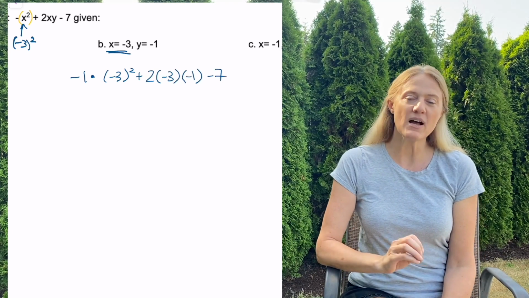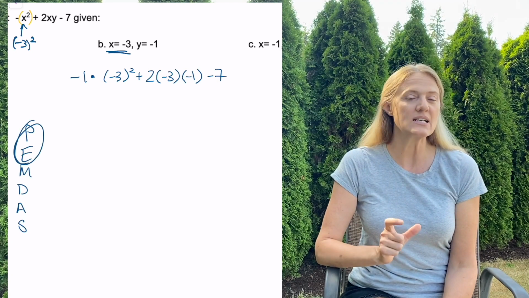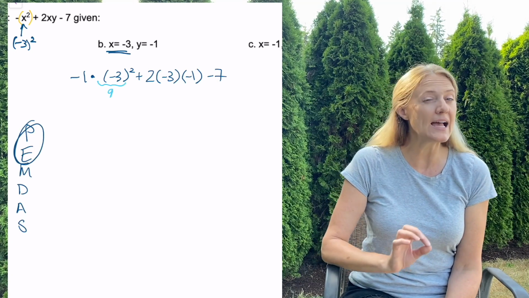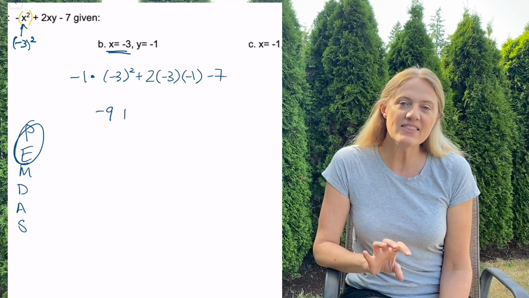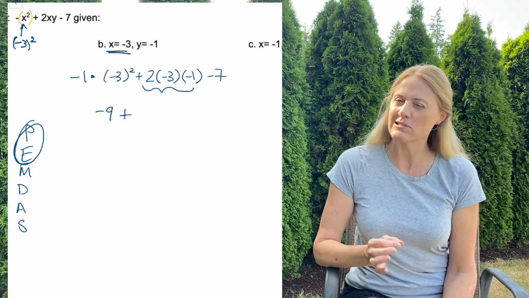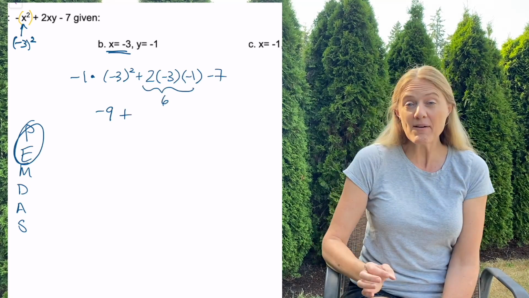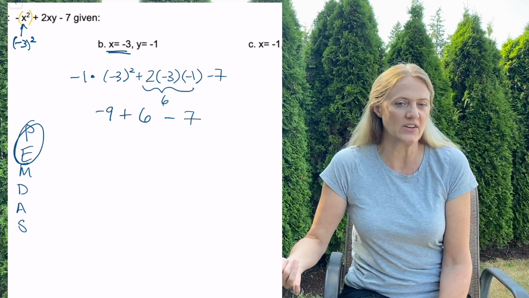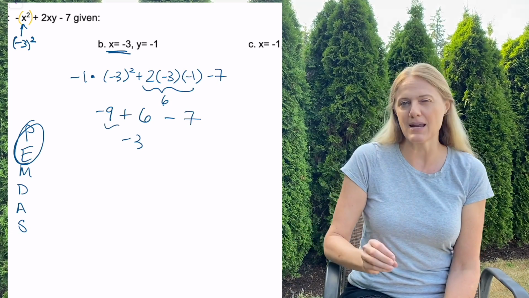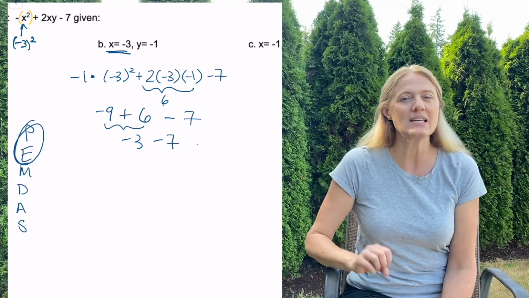So once again, PEMDAS, we do parentheses first. Negative 3 times negative 3 is positive 9, times negative 1 is negative 9. Then the next part, we have 2 times negative 3, which is negative 6, times the negative 1. So now we have positive 6, and then our minus 7. Negative 9 plus 6 is negative 3, minus 7 is negative 10.